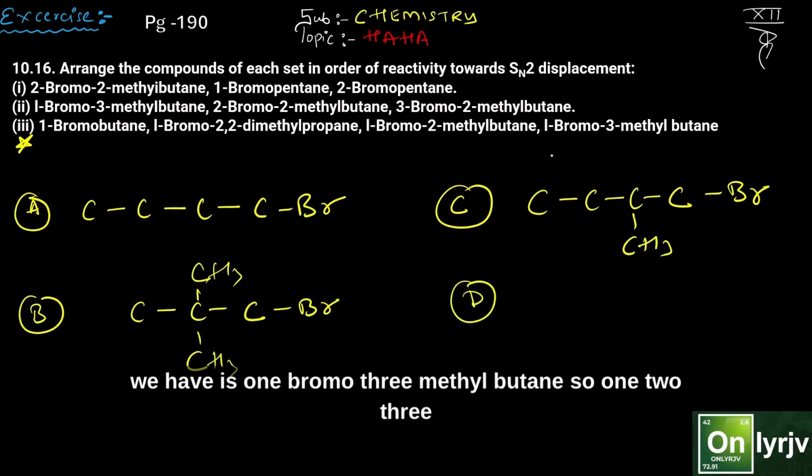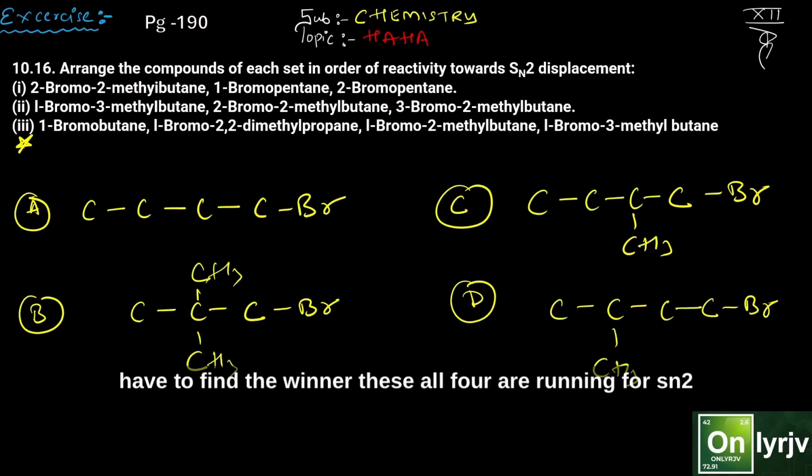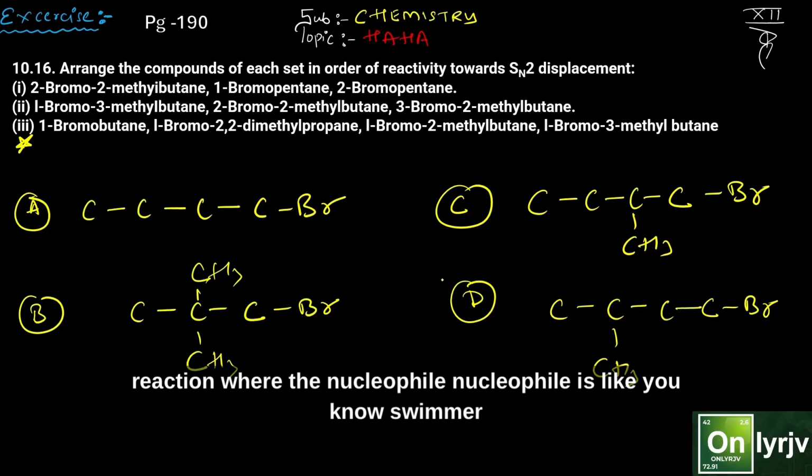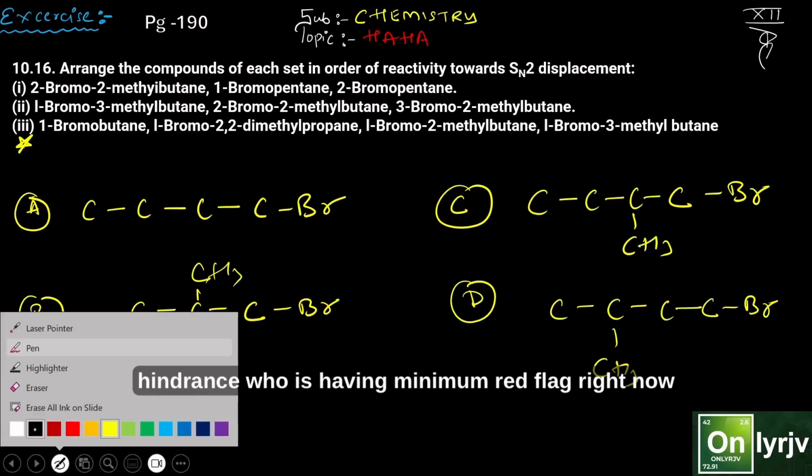Next we have 1 bromo 3 methyl butane. So 1, 2, 3, 4. Yes, CH3 here. Now we have to find the winner. These all four are running for the SN2 reaction, where the nucleophile is like a swayamvar, where the bride will select the groom. Which groom she will select depends on who has the minimum steric hindrance. Who is having the minimum red flag, right?